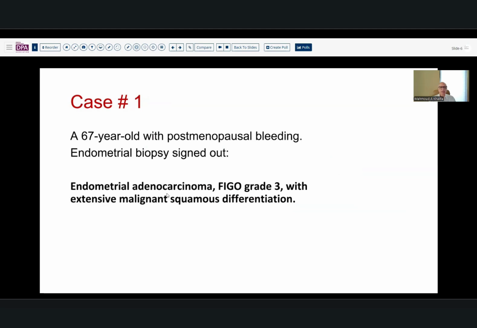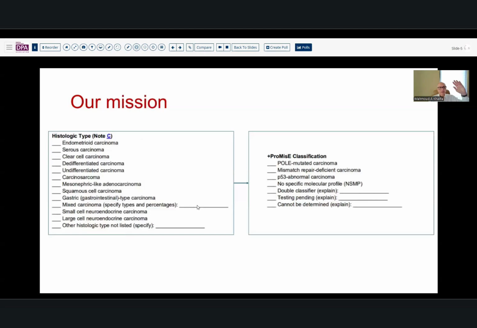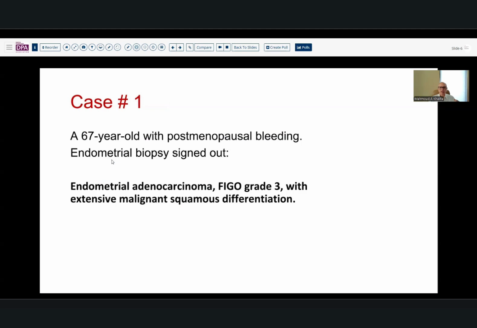Let us start with the first case that was a 67-year-old with postmenopausal bleeding. They did an endometrial curettage, a biopsy, and the diagnosis came to us as endometrial adenocarcinoma FIGO grade 3 with extensive malignant squamous differentiation. I don't know why pathologists insist on putting in their diagnosis things like squamous differentiation. Remember, this is not one of the entities that they are expecting us to diagnose. If it is squamous cell carcinoma, just call it squamous cell carcinoma. But endometrioid adenocarcinoma with squamous differentiation, that is not one of the categories recognized.